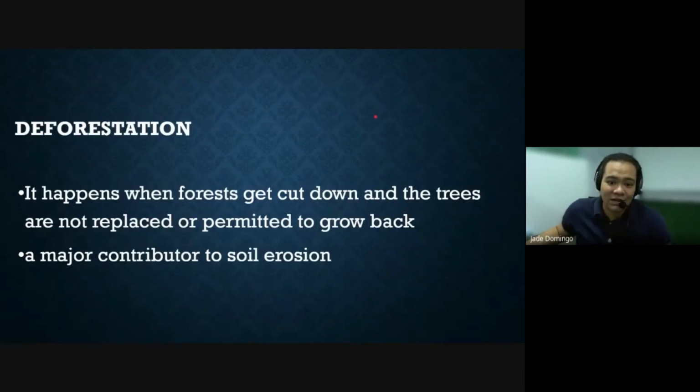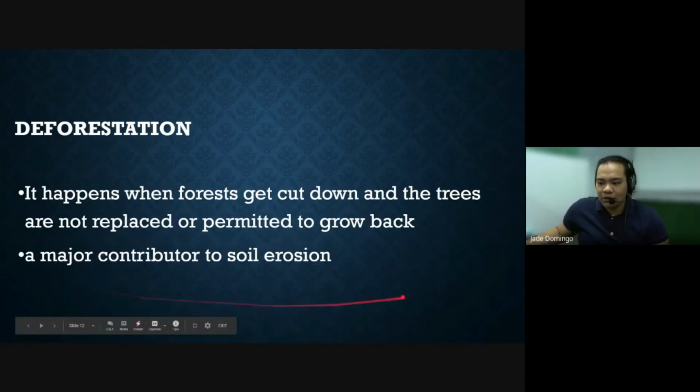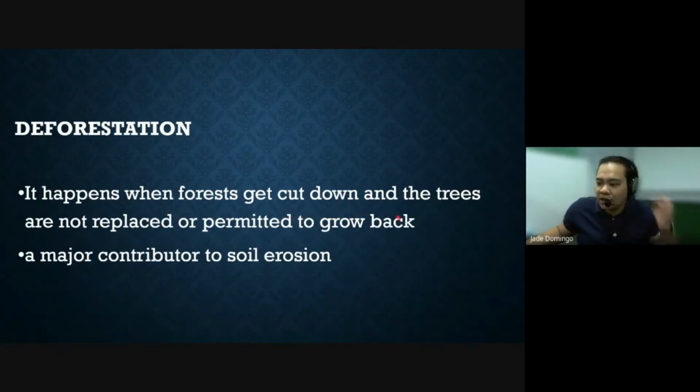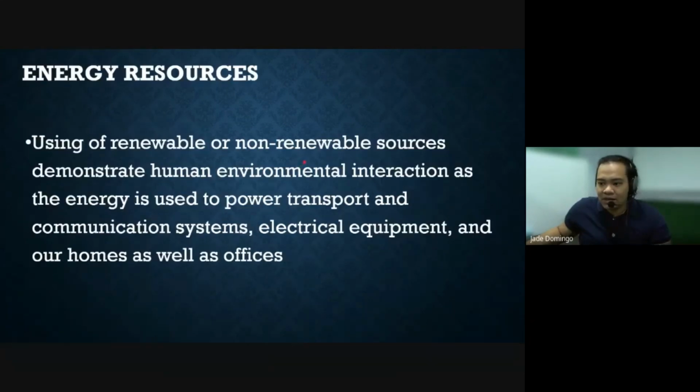Next is deforestation. That's another example, although a negative example, of how we interact with our environment, because we humans tend to abuse nature in a very negative way, although there is no positive way of abuse. We become a major contributor to soil erosion, and the forests get cut down and the trees are not replaced or permitted to grow back. So that's a negative example of interaction between humans and the system. Next is energy resources, using renewable or non-renewable energy.